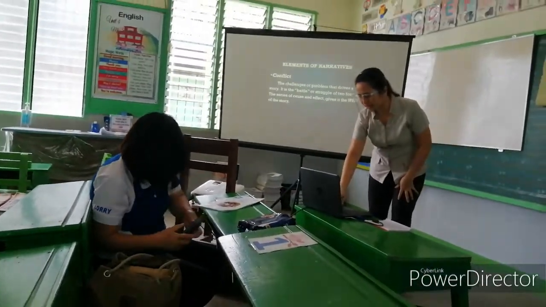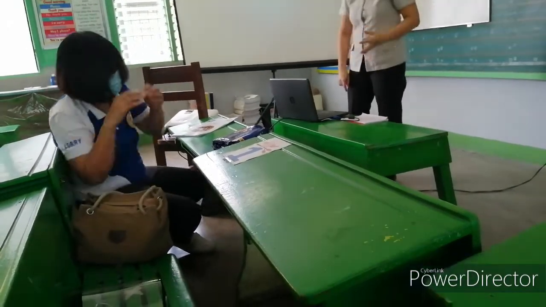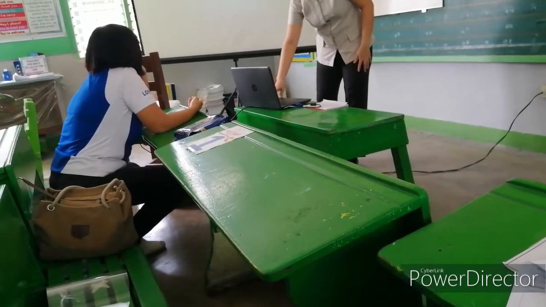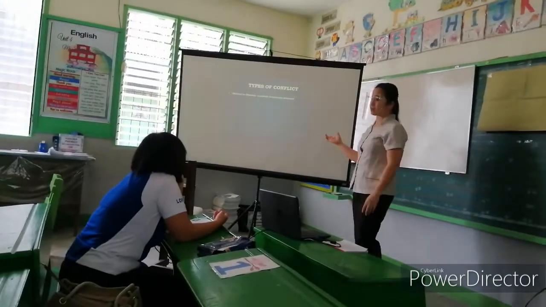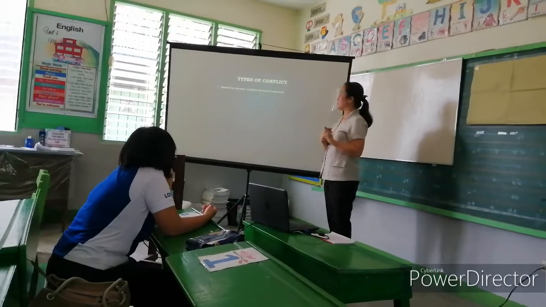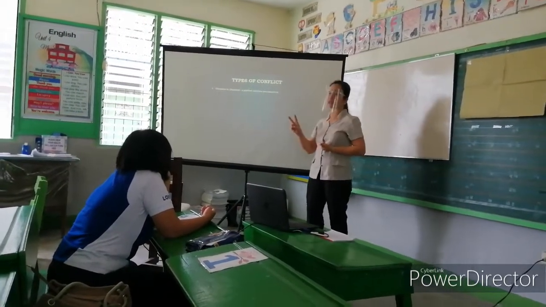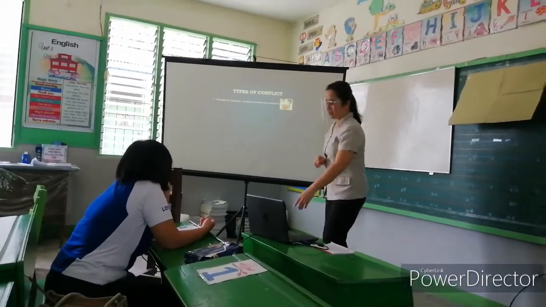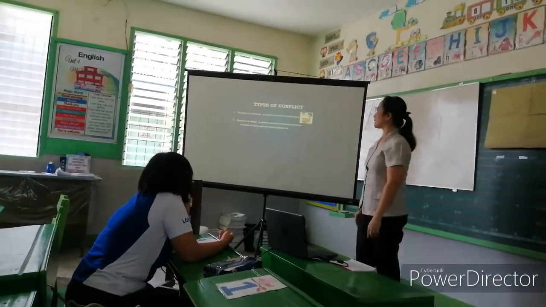Okay? Here are the types of conflict that we have. What are the struggles that are happening or that could happen in a story? The first conflict we have is character versus character, meaning the protagonist and the antagonist itself. A problem between two characters of the story. Just like in the picture, they are arguing, two characters, a man and a woman.